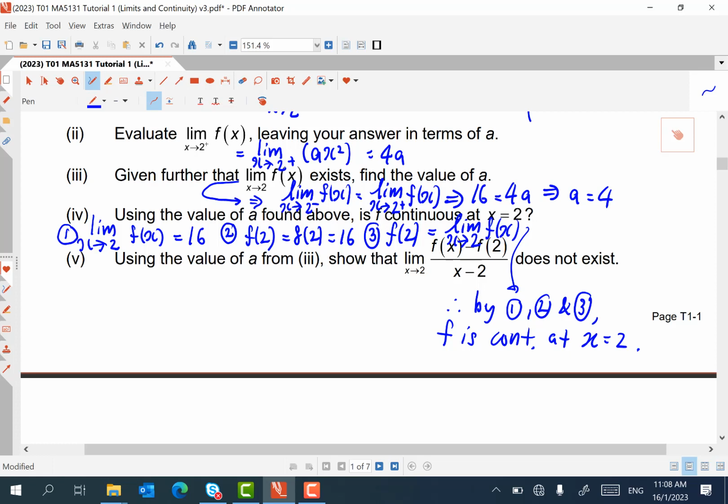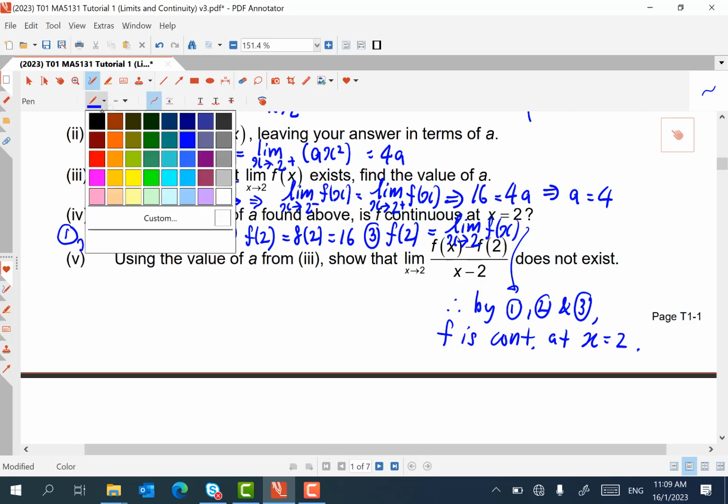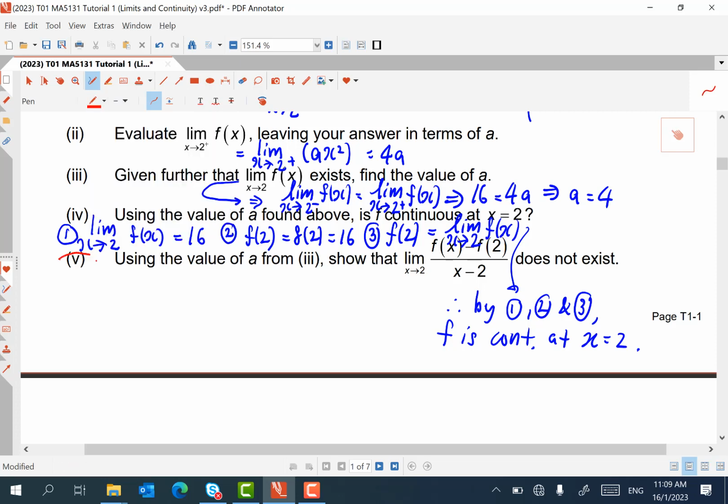Okay, so that's actually the part 4. When checking whether or not a function is continuous at a certain point, you really have to go through the hard work of doing that thinking. Show the 1, 2, and 3, and then conclude based on the 1, 2, and 3. And now we are into part 5. So the derivative does not exist.